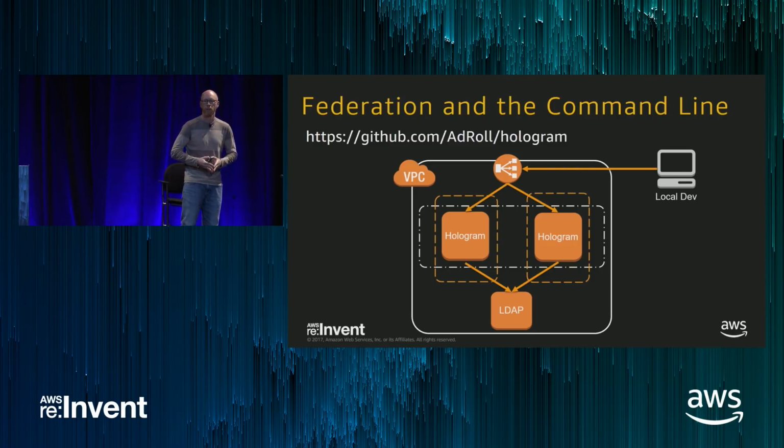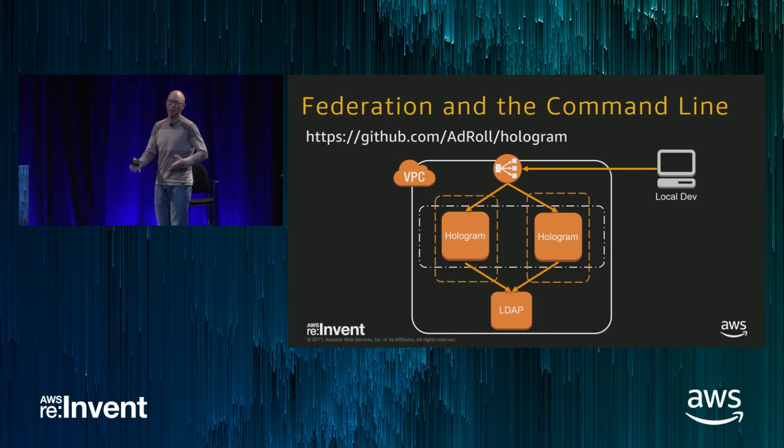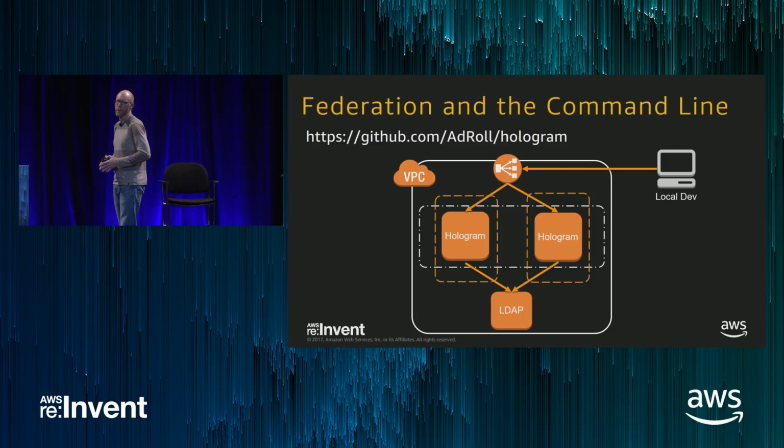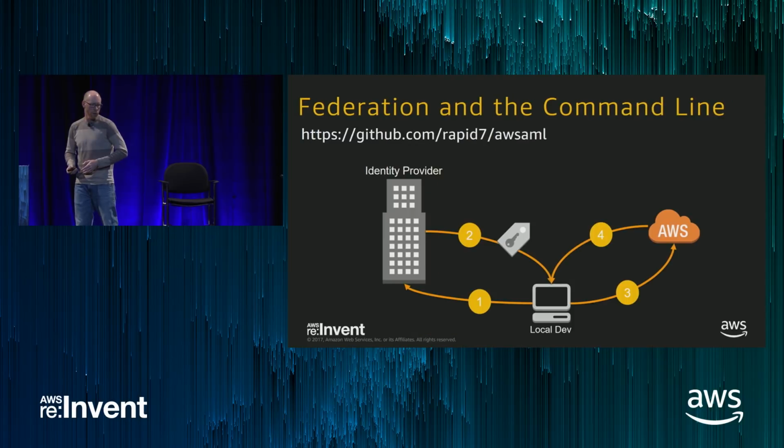And what this enables is those developers to be able to develop locally. They don't need IAM keys. And when they move their code to AWS, it will still work because it's already been vetted against the metadata service. The other one I find kind of cool is from Rapid7, AWS SAML.